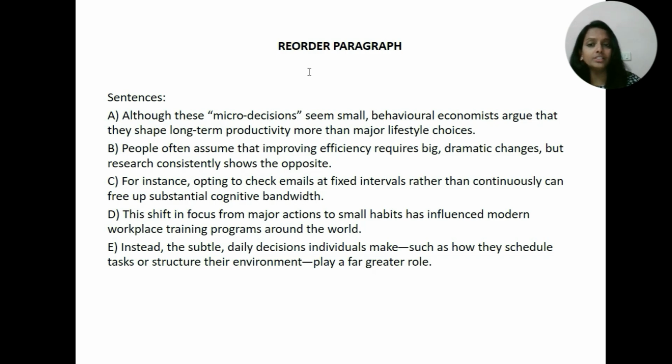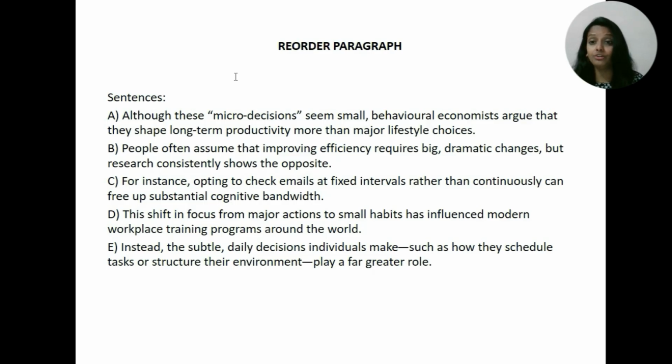Now we will solve this using the writer's blueprint method. Step 1. You have to find the seed idea, which is layer 1. Which sentence launches the topic from zero? If you read all the sentences, you will identify it. Now take your time, pause the video, try to apply the layers that we have discussed so far, and then you can come up with the properly arranged sentences. Now, I'll tell you, the first sentence should be sentence B. People often assume that improving efficiency requires big dramatic changes, but research consistently shows the opposite.